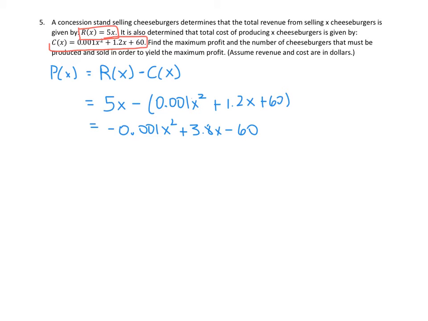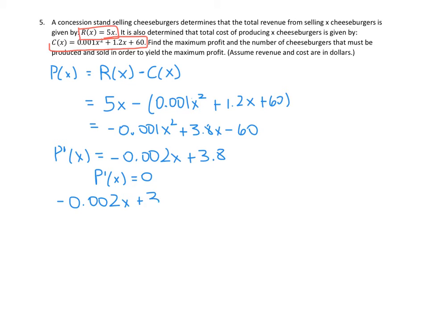Now to maximize the profit function, we need to find the critical values. We can find the critical values by taking the derivative. So the derivative of the profit function is going to be negative 0.002x + 3.8. Now let's set the derivative equal to 0. So we're setting negative 0.002x + 3.8 equal to 0.